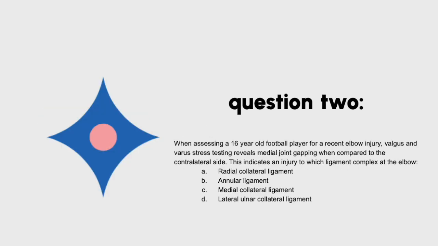Question 2, correct answer is C, the medial collateral ligament. The other options, the radial collateral, the annular, and the lateral ulnar collateral, are all parts of the LCL complex, which would be positive for lateral gapping versus medial gapping.